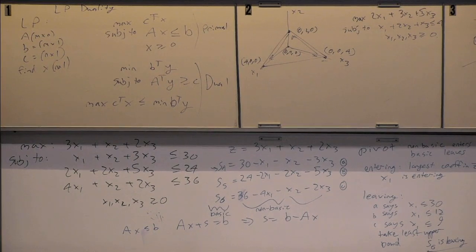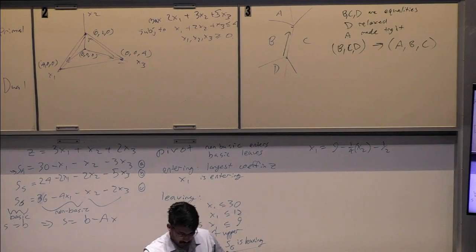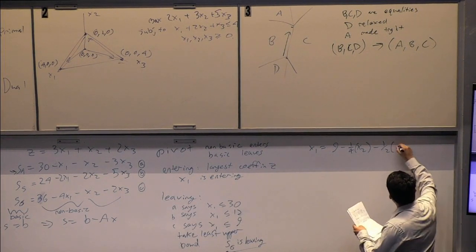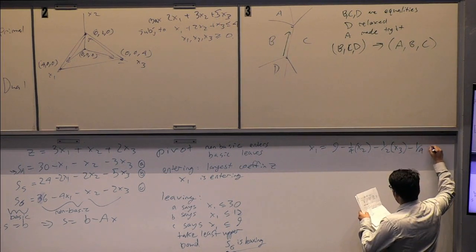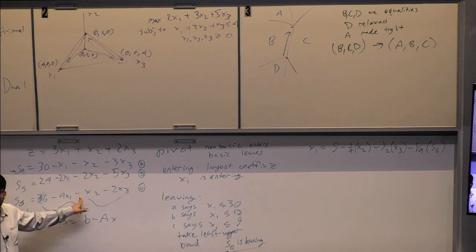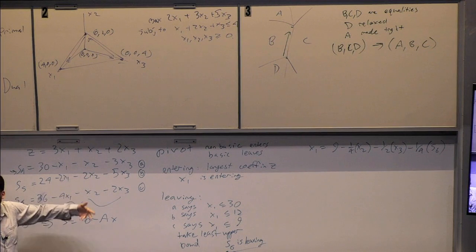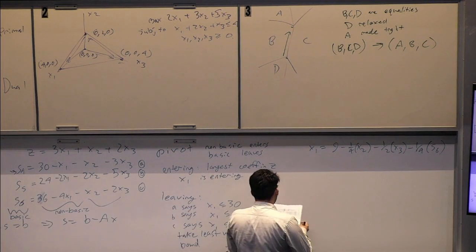Hopefully you can double-check this for me. I'm going to rewrite equation 6 in terms of x1 to get x1 is equal to 9 minus 1/4 x2 minus 1/2 x3 minus 1/4 S6, okay? We took this equation and we wrote it in terms of X1, right? Now we're going to plug that back in, wherever X1 appears, here and here, to rewrite those equations, move stuff around, and we're going to get the following slack form.